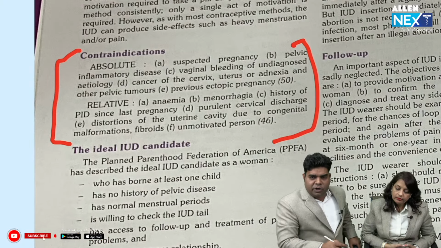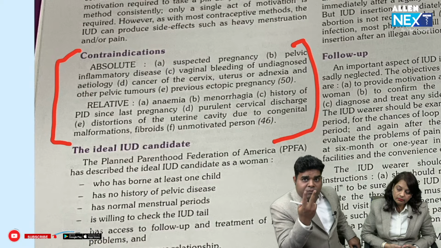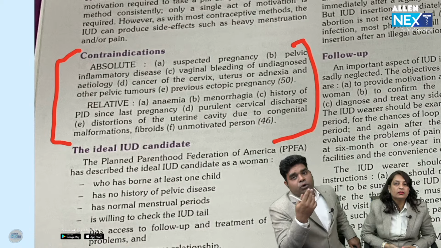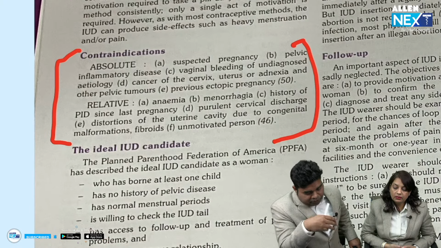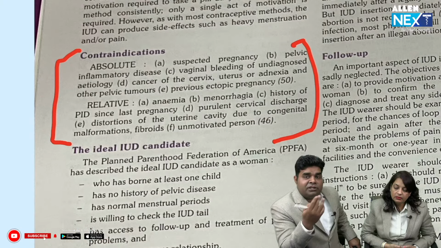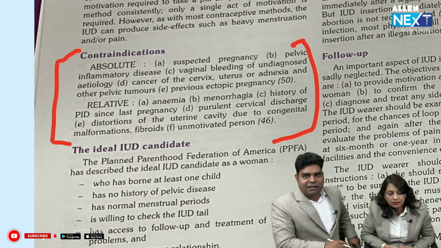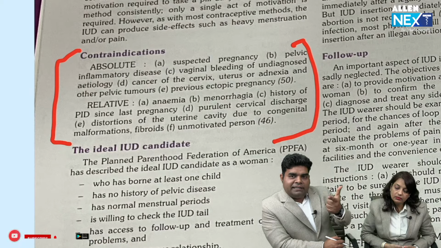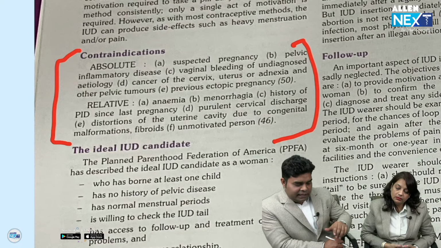Of course, in pregnancy, we don't give it. PID and ectopic pregnancy are increased by it, so we don't give it in these two cases. Then, if there is vaginal bleeding and we don't know the reason, it can be cancer also, so we don't insert it. Then, if there is actual cancer of cervix, uterus, or adnexa, we don't insert it. And if there is history of previous ectopic, we don't insert it. So, PID, ectopic pregnancy, vaginal bleeding of unknown reason, cancer of cervix, and pregnancy, we don't insert it.